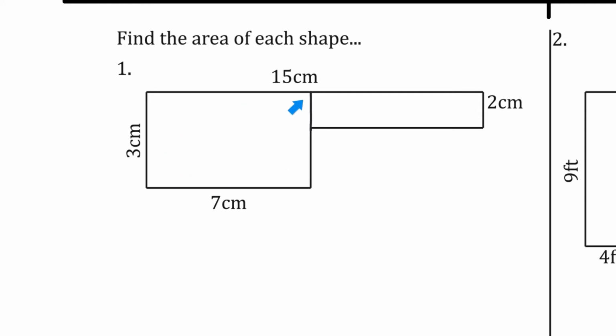So let's think about this rectangle right here. Do I know the length and width of this rectangle? Yep. The length is 7. The width is 3. So how do we find the area of a rectangle? Yeah, just length times width. So what's the area of that rectangle going to be? Okay, good. So 21 square centimeters.